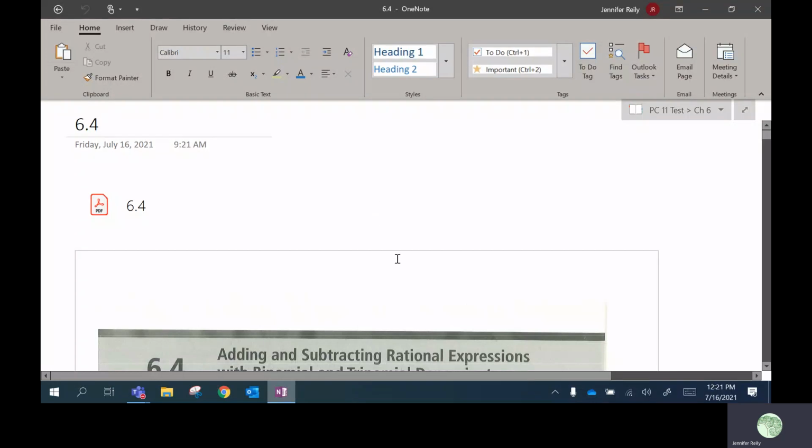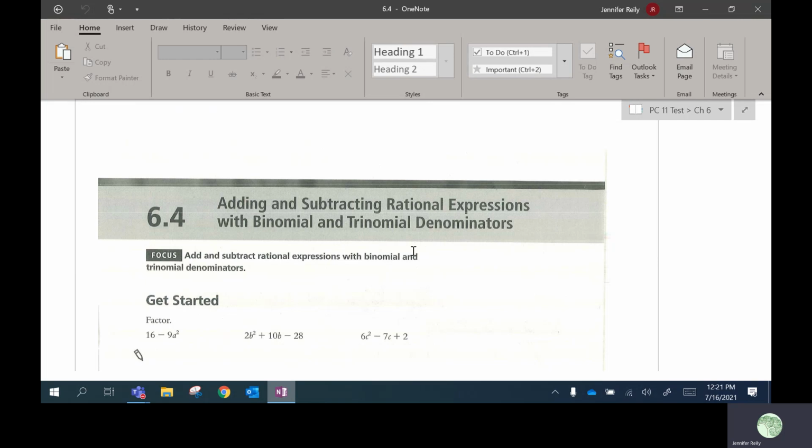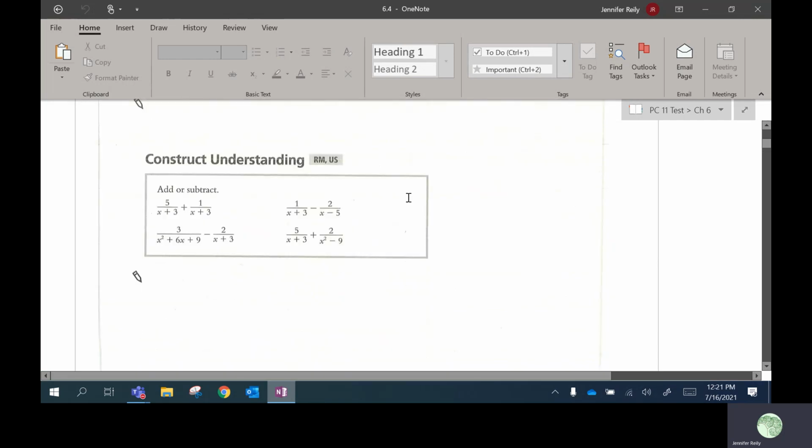Okay, hi everyone. This is lesson 6.4, and we're continuing where we left off in lesson 6.3 with adding and subtracting. And this time we're going to have denominators that have more than one term. But the idea is going to be the same. We want to create a common denominator and then add or subtract the fractions together.